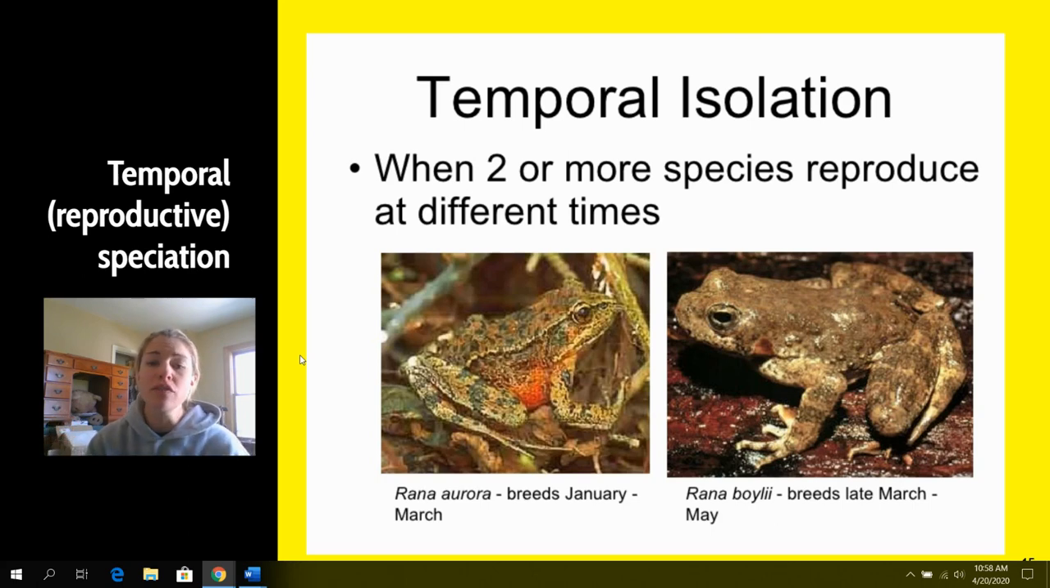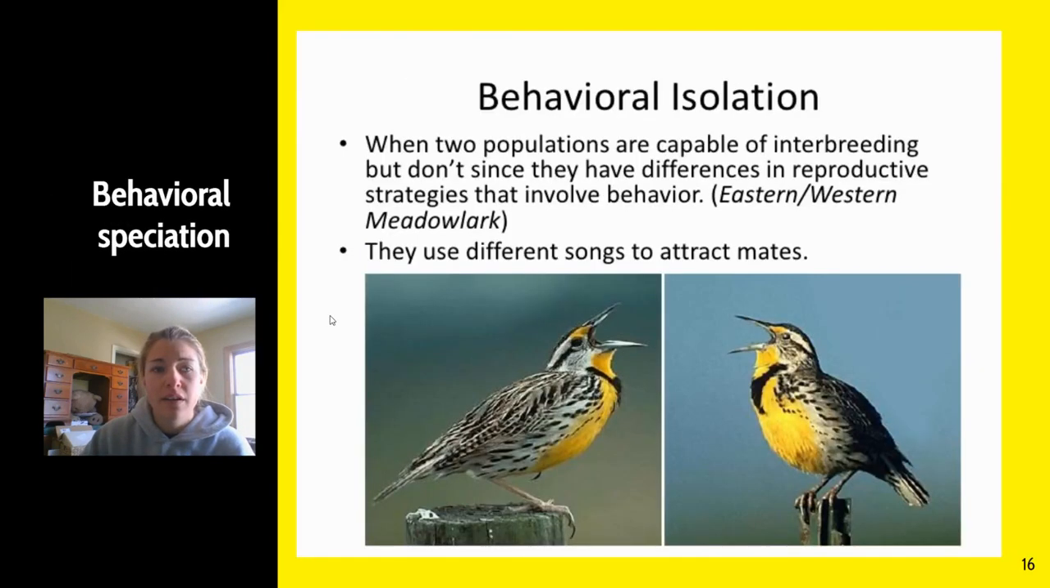Okay. So we have to look at those things too. We have two different toads over here, and they breed at different times of the year. So they would never breed with each other. Therefore, two different species. We also have different behavioral changes as well. So we have different behaviors. Some birds will do mating dances, and if one is not receptive to the song of another one or a mating dance, they're not going to breed with them.